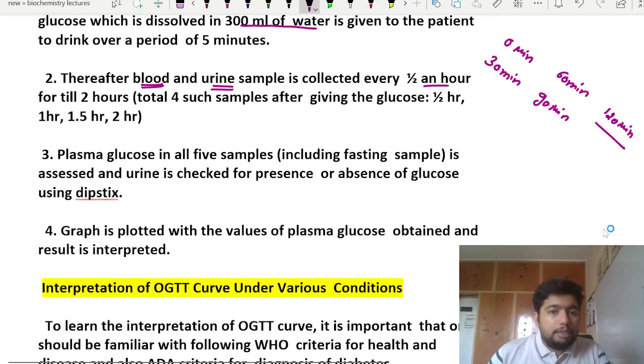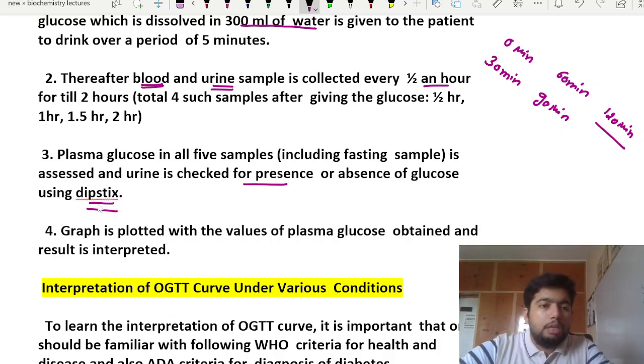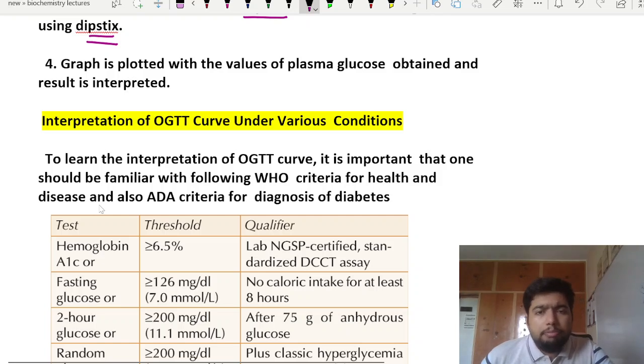Plasma glucose in all 5 samples, including the fasting sample, is assessed, and urine is checked for the presence or absence of glucose by dipstick methods. A graph is plotted with the values of plasma glucose obtained and the result is interpreted. Our basic aim for this lecture is to interpret the curve given to us in our examination.